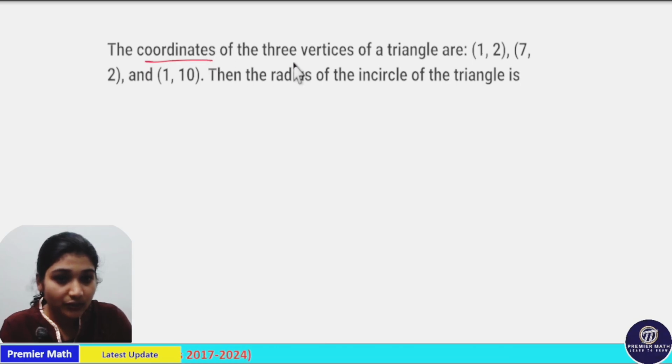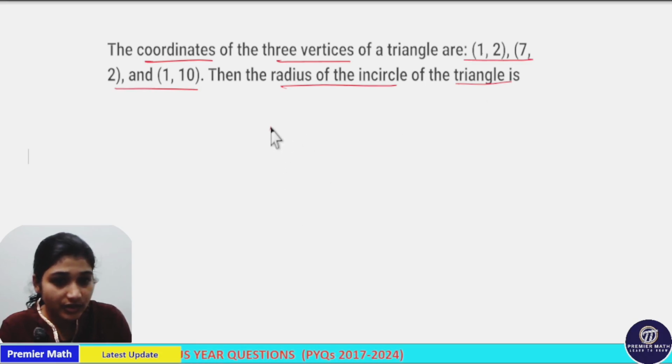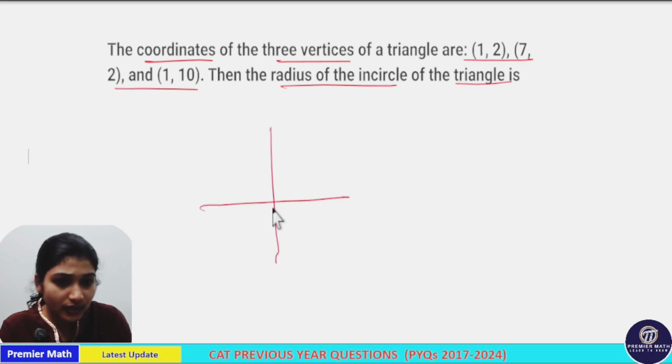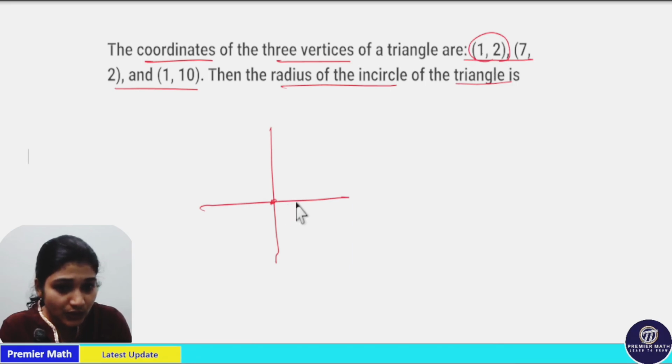The coordinates of the three vertices of a triangle are (1, 2), (7, 2) and (1, 10). Then the radius of the incircle of the triangle is? Here draw the quadrant. Now this is (0, 0) and the first coordinate is (1, 2). (1, 2) means x is equal to 1, y is equal to 2. So x is 1 and y is equal to 2. So consider this point as x1 and y2.